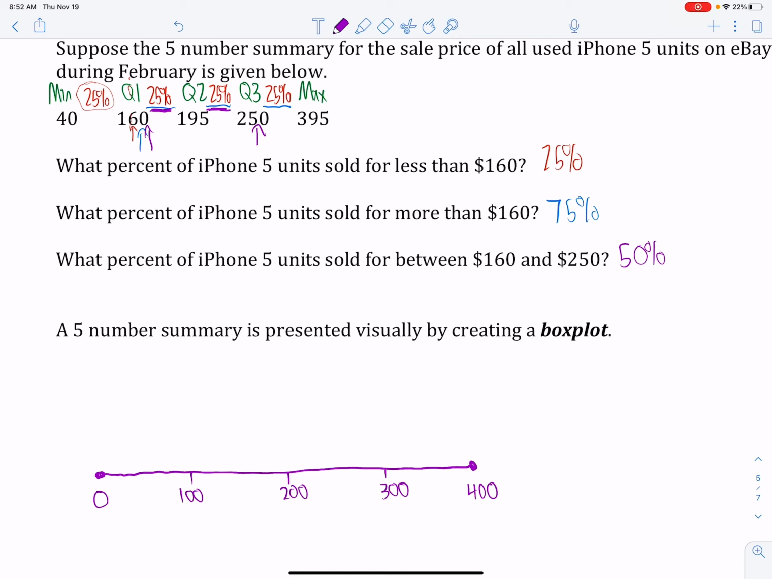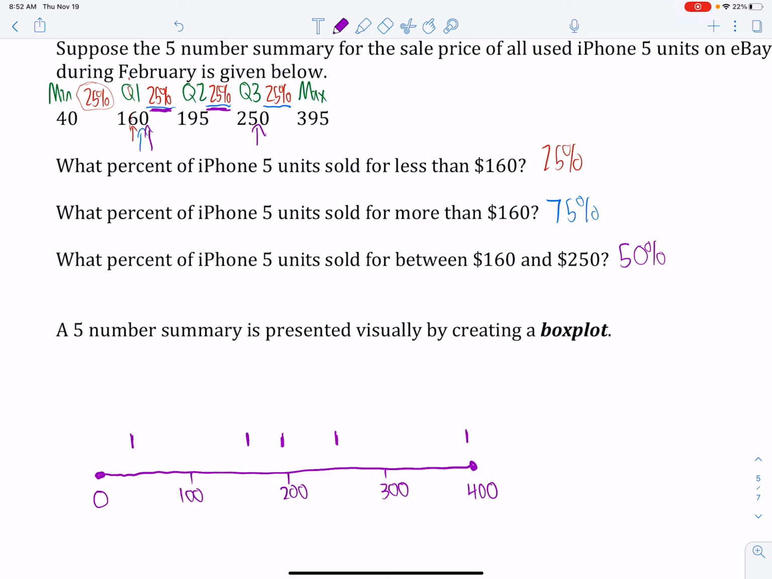Next, what you do is above that line, you're going to put a short little vertical line for each number in the 5-number summary. So my first number, my minimum is 40. That would be about right there. Next, the first quartile of 160, that would be about right there. Next, 195 is just under the 200, so about right there. 250, right in between 200 and 300, that would be right there. 395 is just under 400 right there.